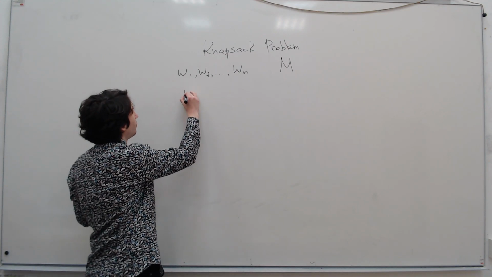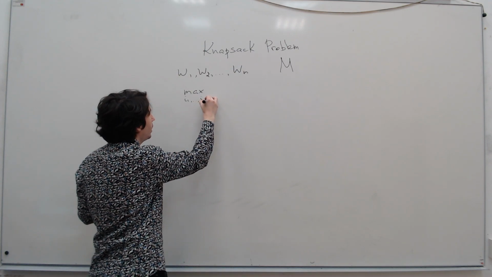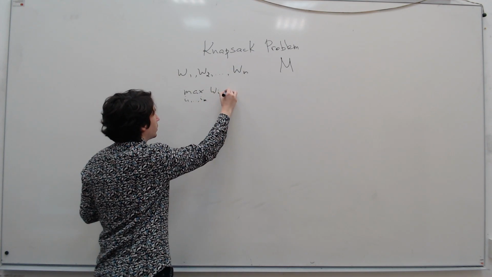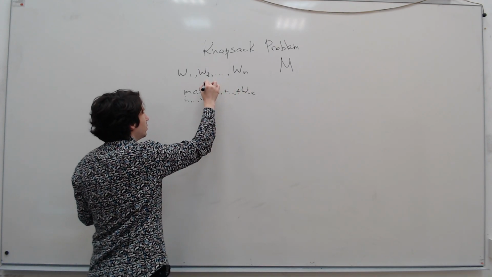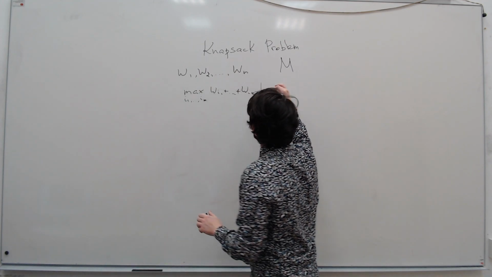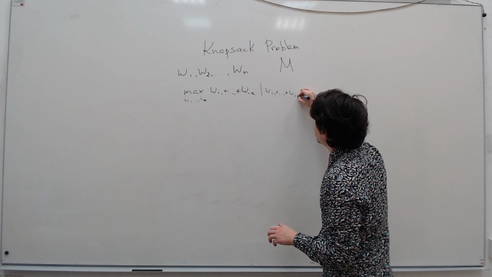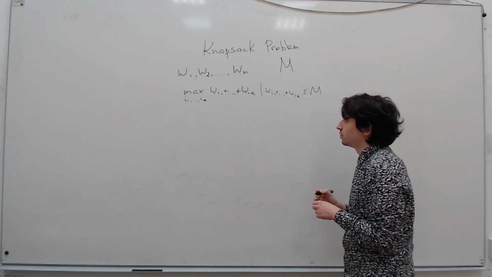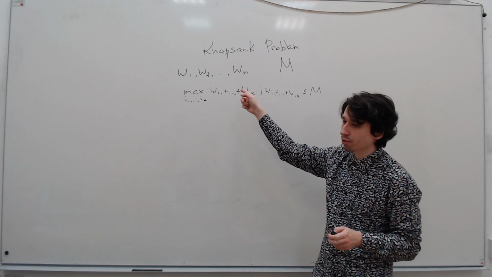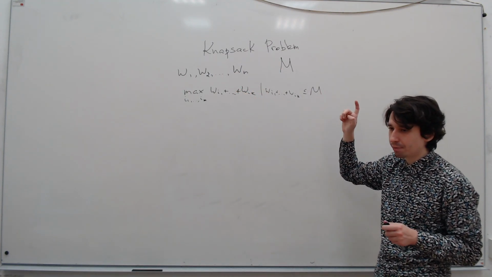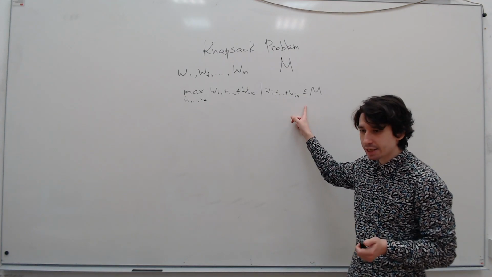So we want to maximize w_i1 plus w_ik, such that the sum stays within the capacity. So you want to find some subset of the elements that has the maximal possible weight, but at the same time it should be less than m.